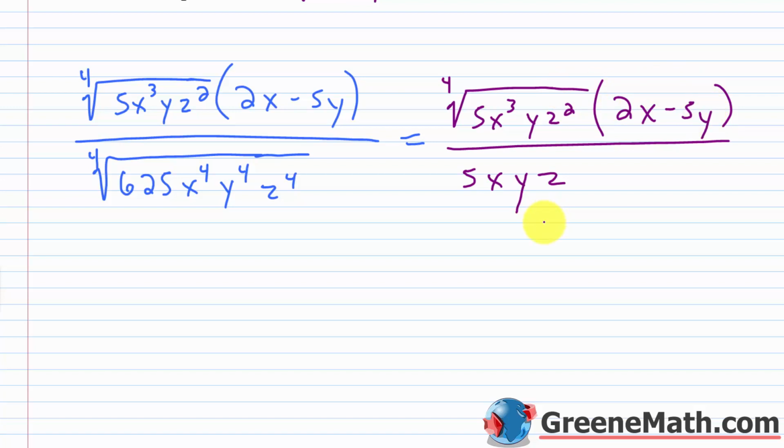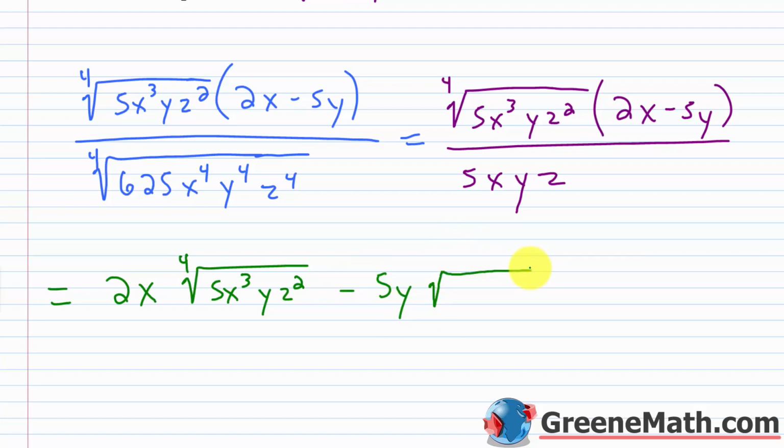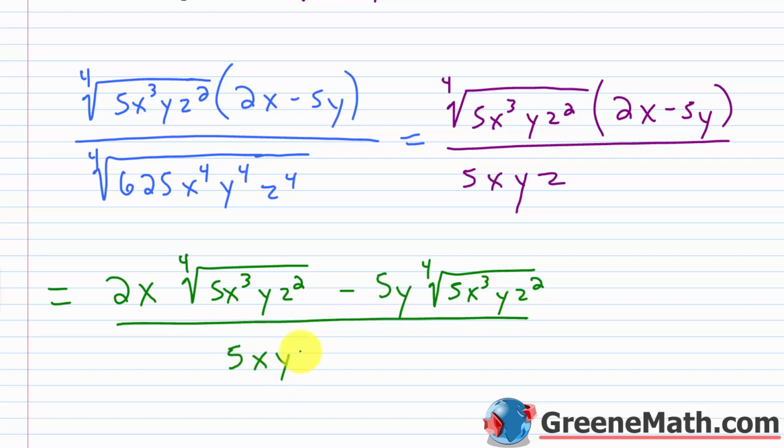But for the sake of completeness, we will clear these parentheses. So we'll say we have 2x times the fourth root of 5x cubed yz squared. Then minus, you're going to have 5y times the fourth root of 5x cubed yz squared. Then this is all going to be over, you're going to have that 5xyz.